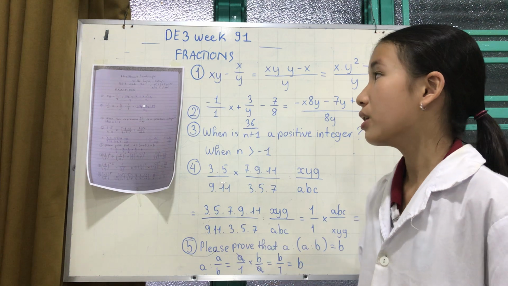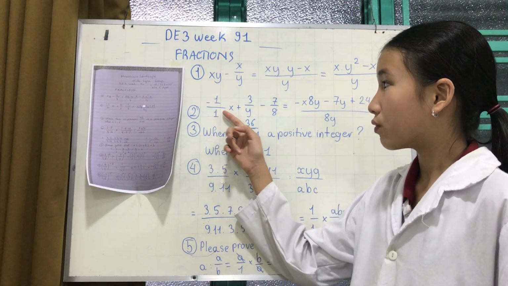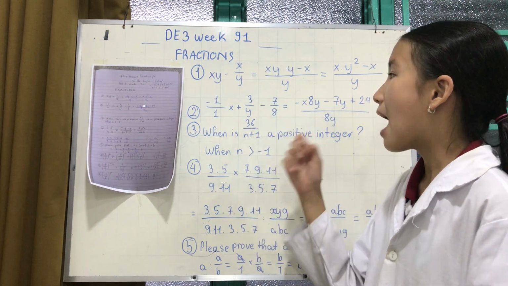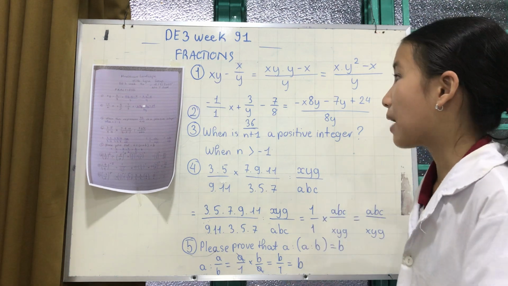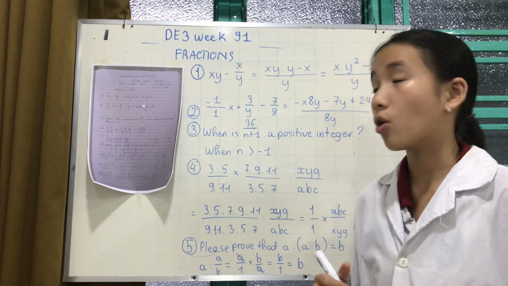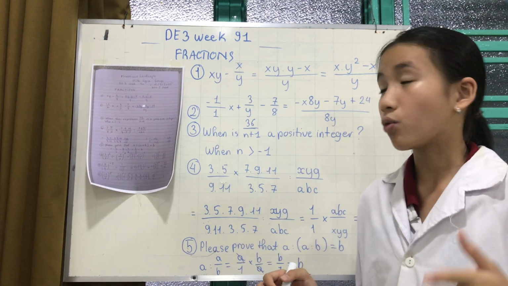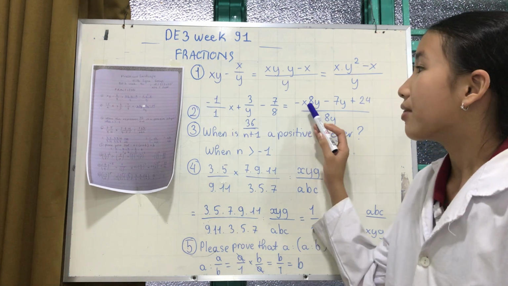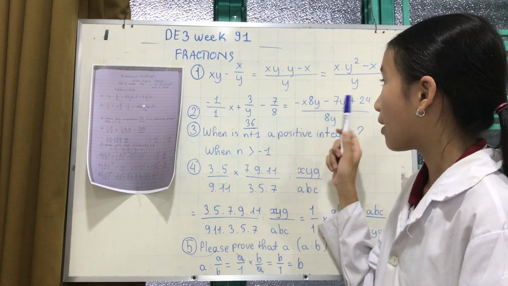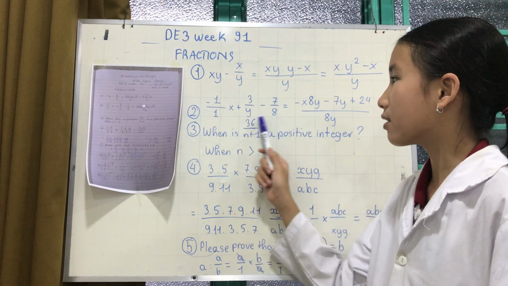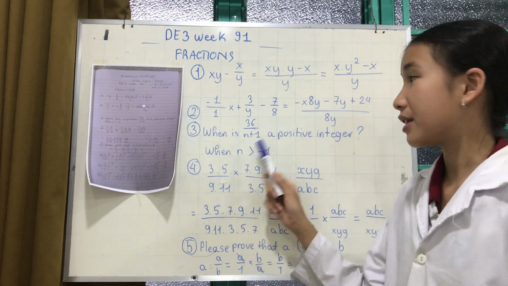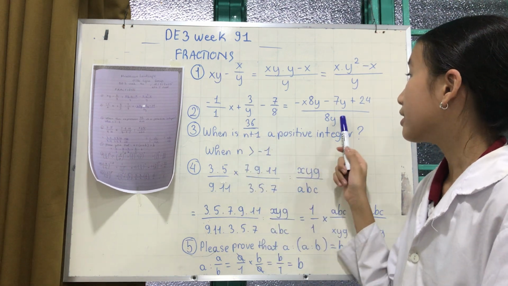Problem number 2 is minus 1 over 1x plus 3 over y minus 7 over 8. And I did this by firstly simplifying what is minus 1 over 1x, which is negative 1x, which is just negative x, and then I multiplied it by 8 and y because I need to find the common denominator for 1, y, and 8. So the common denominator of these 3 numbers is 8y.